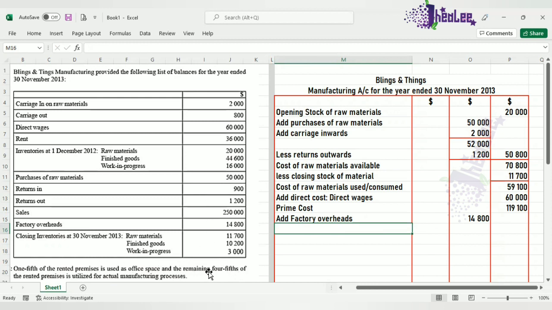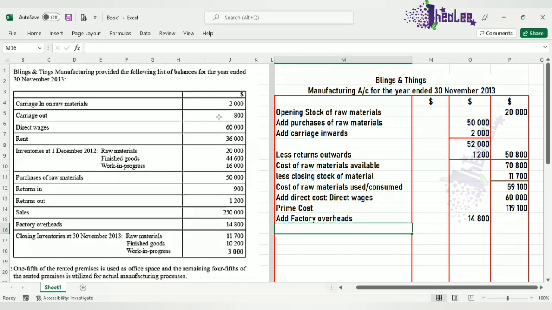Remember, for the office, we're looking at the administration expenses. So once it says office, that is admin expense. And once it states manufacturing or for the factory, that is factory overhead costs. So for the rent, we need to calculate 4/5 of this 36,000.